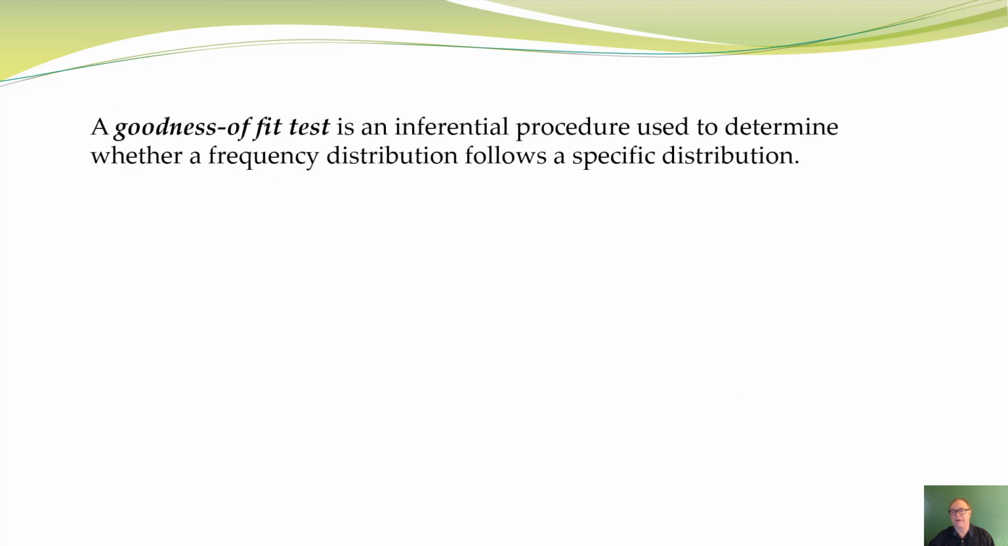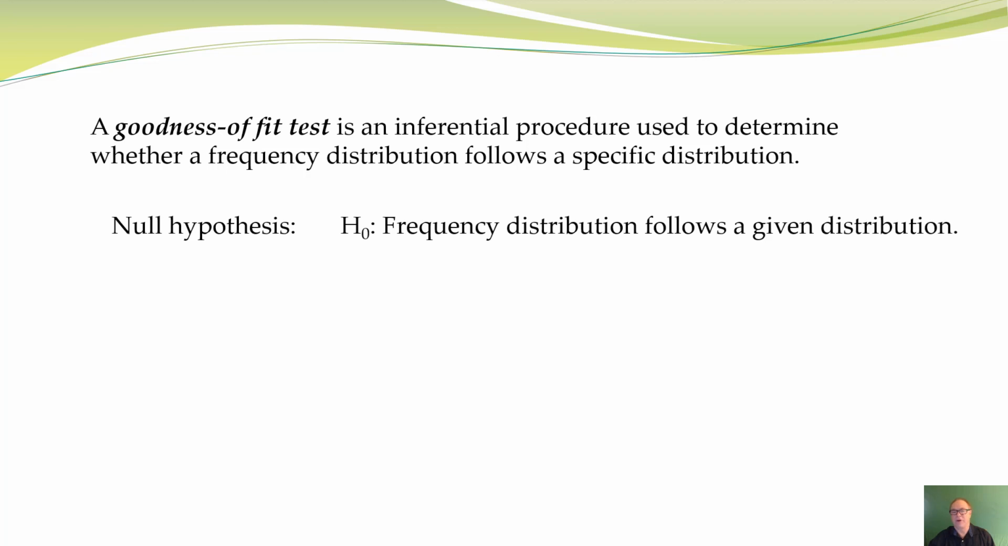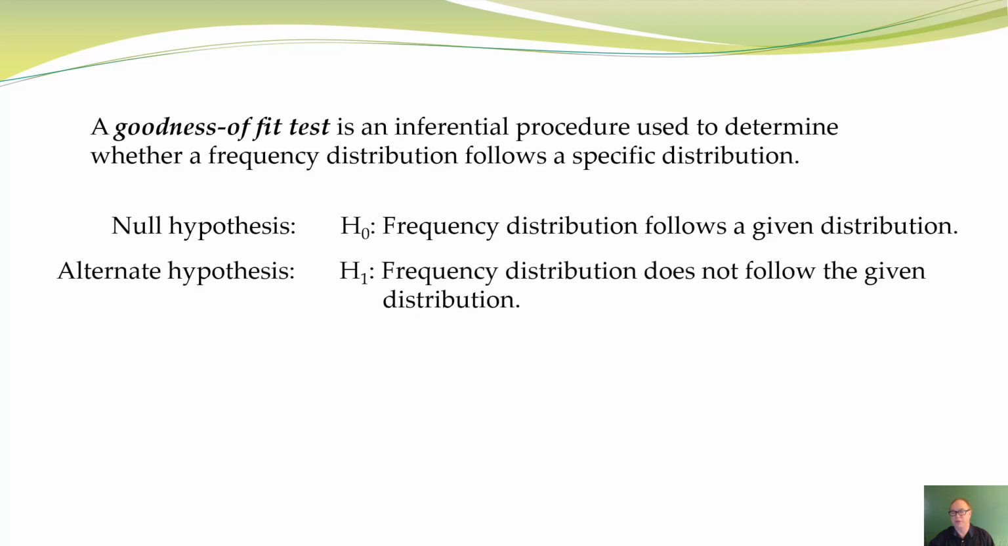A goodness of fit test is an inferential procedure used to determine whether a frequency distribution follows a specific distribution. So for the null hypothesis, we let H naught be frequency distribution follows a given distribution. The alternate hypothesis will be frequency distribution does not follow the given distribution. And these two, the null and alternate, are basically the same for every problem. You might state what the distribution is, but other than that, the null hypothesis is that the frequency follows the given distribution, and the alternate is that the frequency distribution does not follow the given distribution.